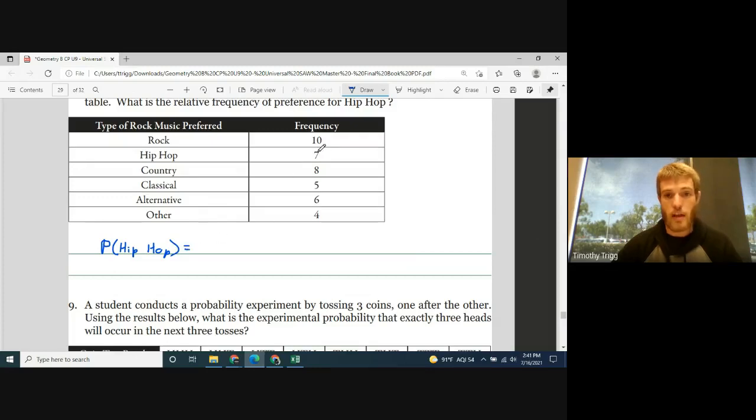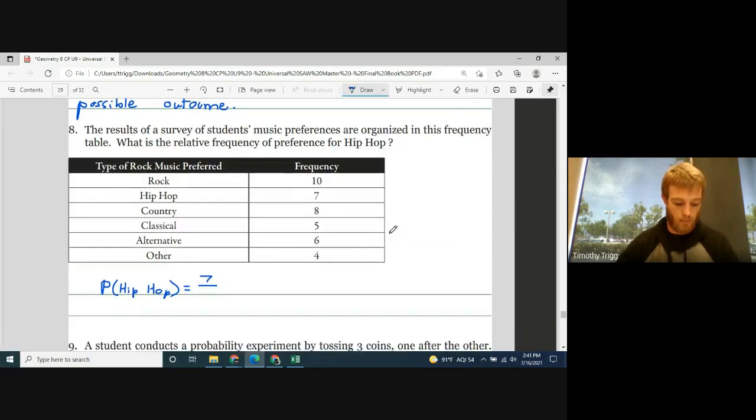which is 7 out of the total, right? So what's the total? 10 plus 7 plus 8 plus 5 plus 6 plus 4, 40. So the probability that someone chose hip hop is 7 out of 40. So 7 out of 40 people preferred hip hop. If you want it as a decimal, that's 0.175.